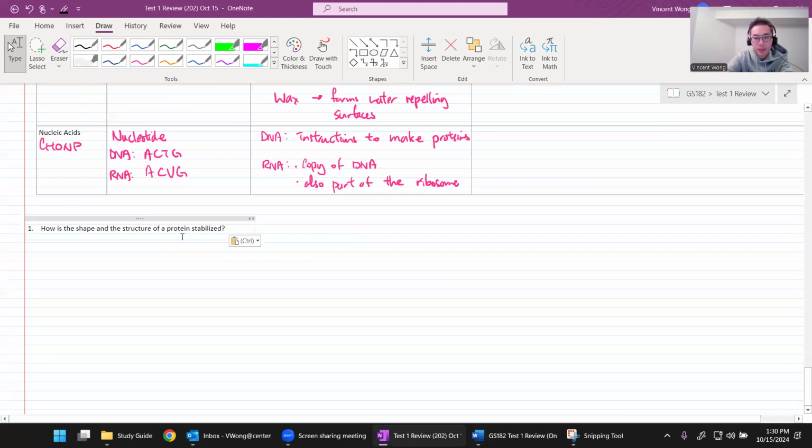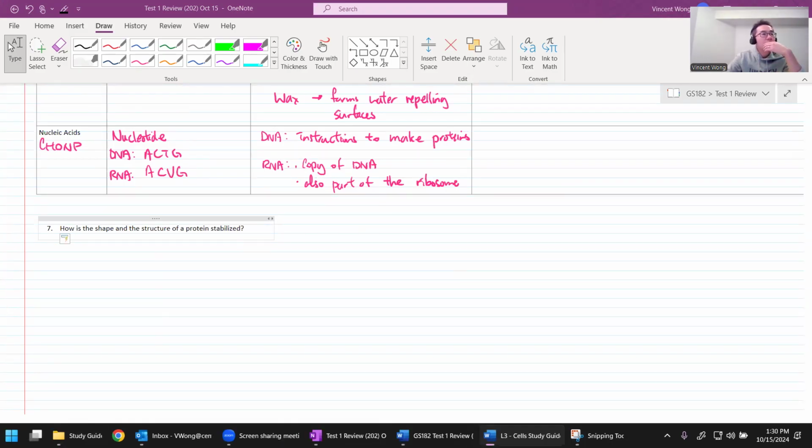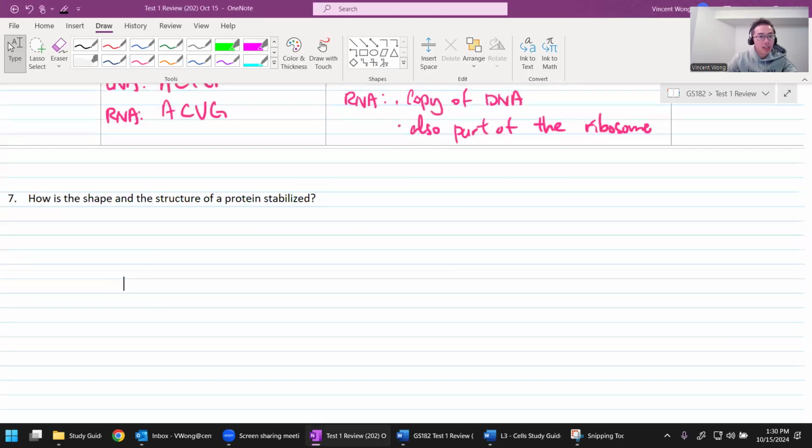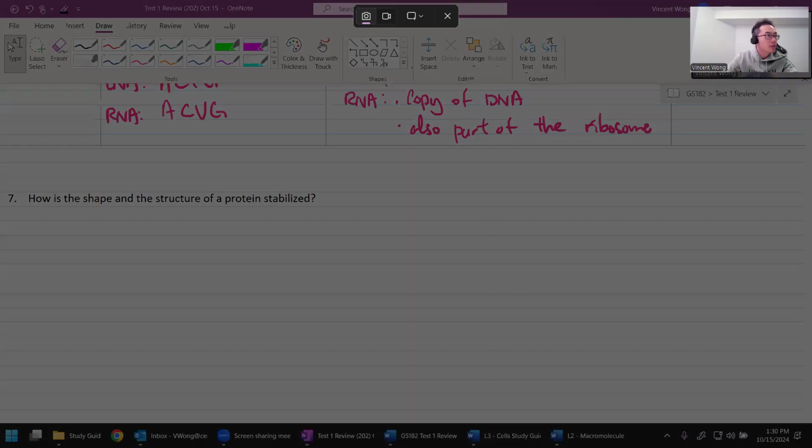The next question. The numberings are kind of wrong when I copied over, but it doesn't matter. I'm sure you can follow it just fine. Hold on a second. For this one, I'm just going to copy the answer for you so you can take a look, because we are not going to have enough time to write out everything. How is the shape and structure of a protein stabilized? This is basically talking about the primary, secondary, tertiary, and quaternary structure. And we've done this a couple times before. So I'm just going to copy it over for you. Please review that yourself.